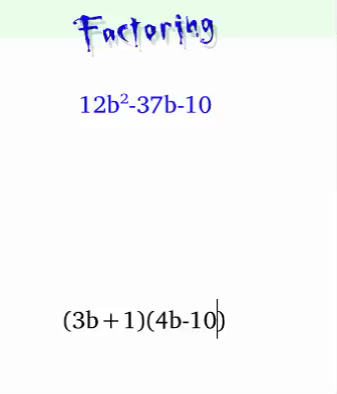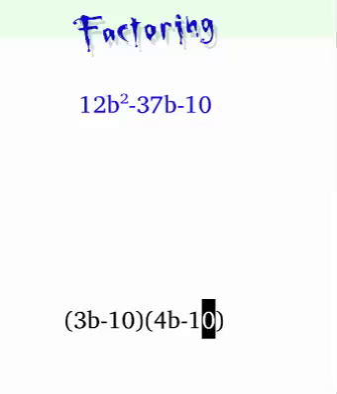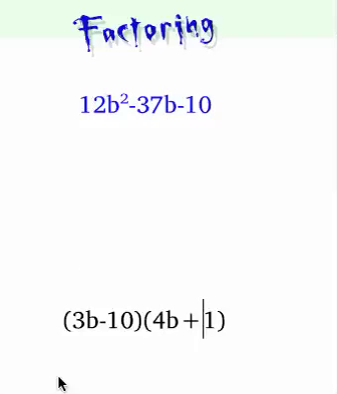Why don't I switch the 10, so negative 10, and we're going to make this into a 1. Let's try that. So I have negative 4 times, so to get the middle term, I have 3 times 1, so negative 3, and then it would have to be positive 1 to give us negative 10. So 3 times 1 is 3. 3 times 1 is 3, plus negative 40 is negative 37. So that works. Okay, and that's trial and error.